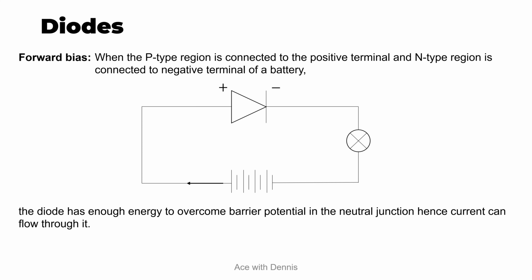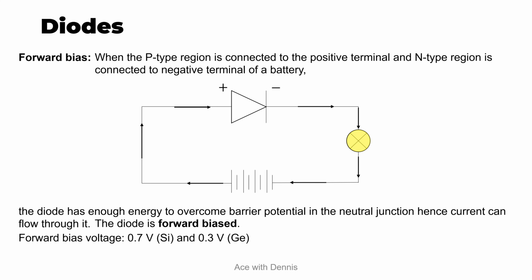So here is the current flowing out from the positive terminal of the battery and then going towards the positive terminal of the diode and then coming out from the negative terminal of the diode. Then it turns on the light bulb and flows back to the negative terminal of the battery. So this is forward bias. So the diode is forward biased and the forward bias voltage is 0.7 volts for silicon and 0.3 volts for germanium.